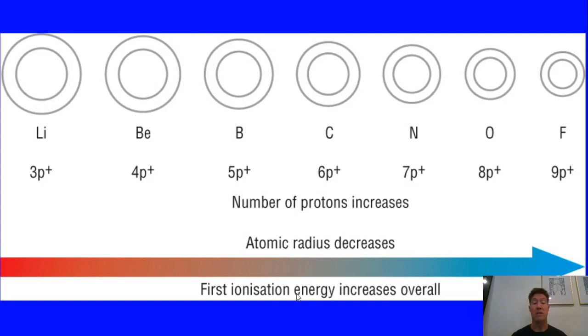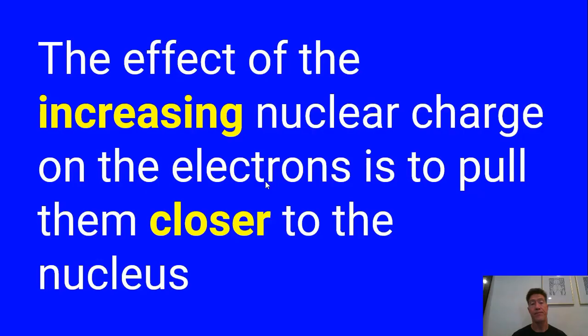This also explains one of the next things we're going to talk about, ionization energy. That's the energy it takes to steal an electron. Obviously, it's going to be harder to steal an electron from this fluorine, which is more tightly packed, than it is to steal an electron from lithium. So, the effect of increasing nuclear charge is to pull them closer to the nucleus.